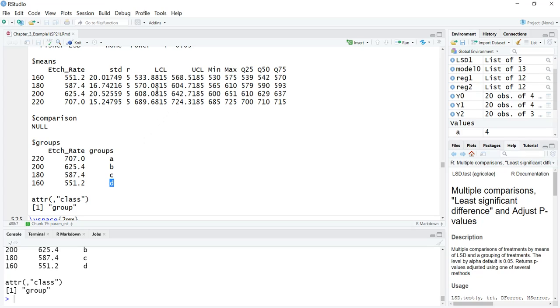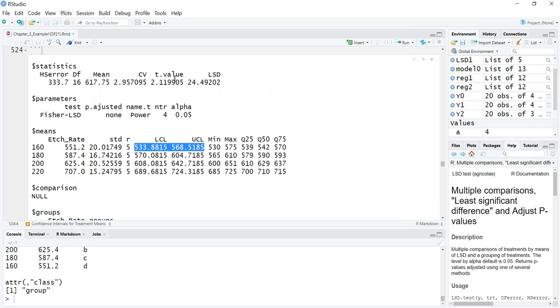Okay? And so up here we have the actual confidence interval, the lower and the upper control or confidence limits. And we see the max here, 568 something, is below the min of the next one, and the max of the next one is below the min of the next one, and the max of that one is below the min of the next one. So there are no overlaps, and that's what it's saying.